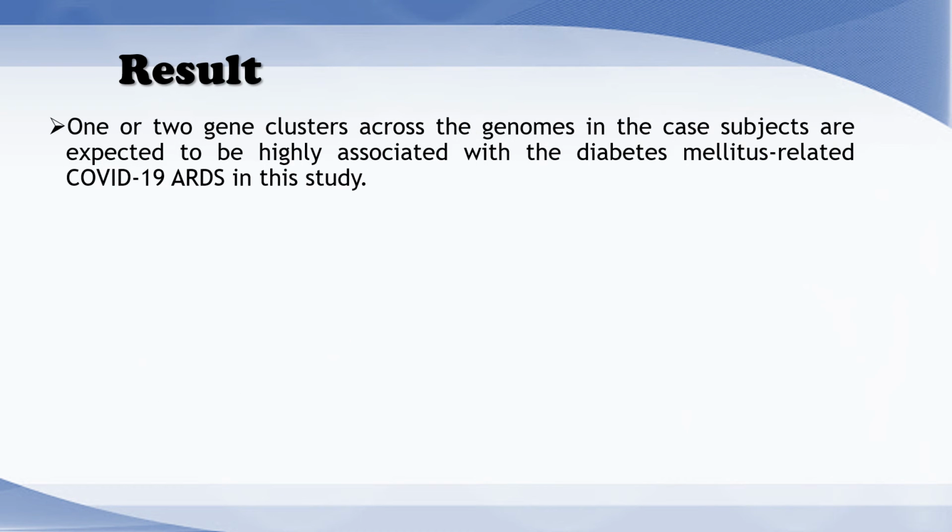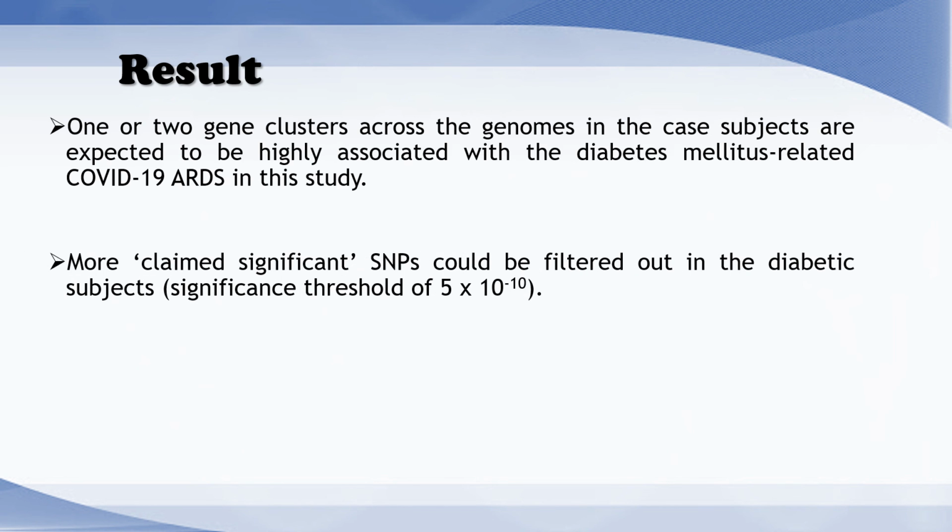As a result, one or two gene clusters across the genomes in the case subjects are expected to be highly associated with the diabetes mellitus related COVID-19 ARDS in this study. With the establishment of a higher than usual significance threshold of 5 × 10⁻¹⁰, more claimed significant SNPs could be filtered out in the diabetic subjects, leaving only those accounted for higher significance of association with the phenotype of interest, which is COVID-19 ARDS.